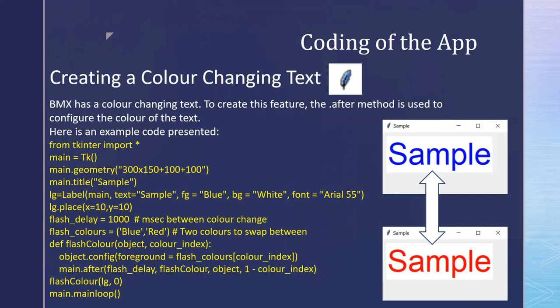BMX has a color-changing text. It was created using the after method, since the after method configures the label after the main loop of the window page has been executed. An example has been presented here for better understanding.